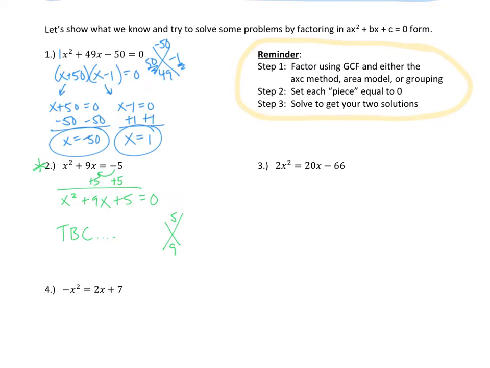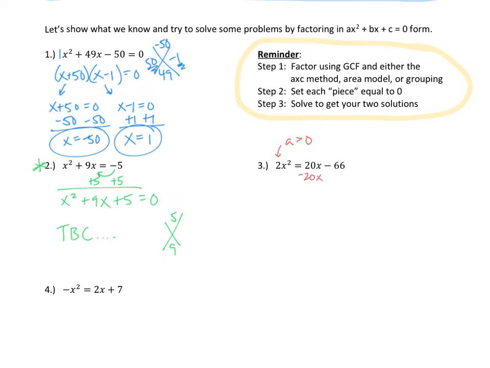Let's try number 3. Ooh, again, well, we don't have everything on one side of our equal sign. We don't have everything set equal to 0. Now, you're probably thinking, okay, well, maybe I can move this guy over to that side and I'll then have everything equal to 0. You can totally do that. That's fine. But whenever I'm ultimately trying to do this, I honestly want to try to keep my A value as positive. I want my A value to be greater than 0. So what I'm going to do is see if I can move the 20x and the negative 66 over.